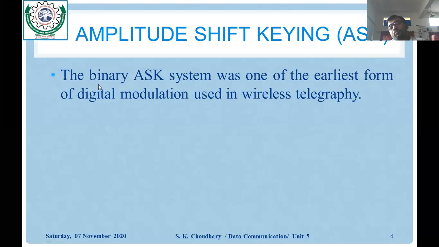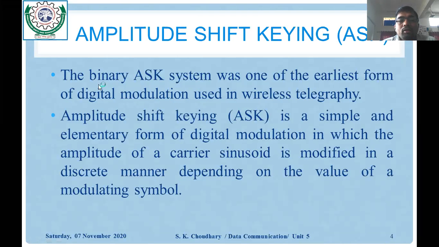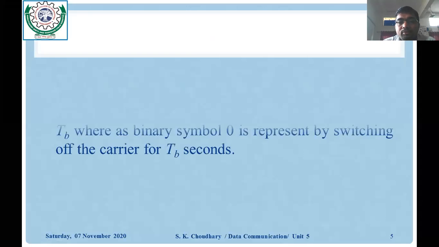So binary ASK was one of the earliest forms of digital modulation used in wireless telegraphy. Amplitude shift keying is a simple and elementary form of digital modulation in which the amplitude of the carrier sinusoid is modified in a discrete manner depending on the value of the modulating symbol, that is, the message symbol. Modulating means the message signal.